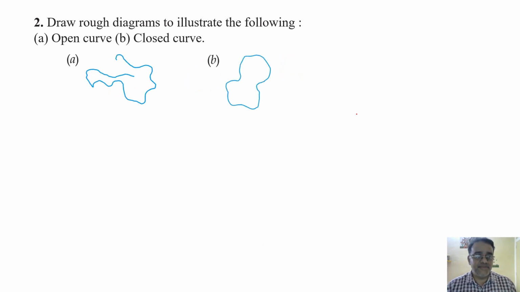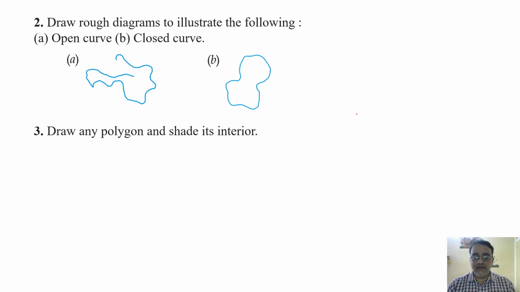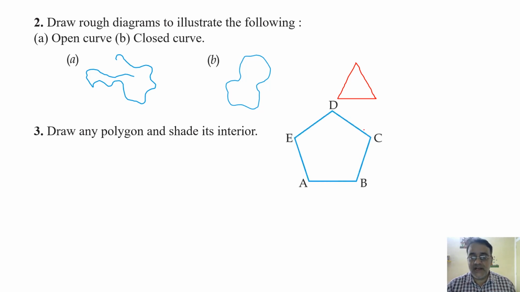Now the next question. Draw any polygon and shade its interior. Interior means inside the region. I can make a triangle and color its inside part. Or we can make a quadrilateral, or a pentagon. So I am drawing one pentagon. Pentagon means 5 sides. See, number of sides: 1, 2, 3, 4, 5. So this is an example of a pentagon.